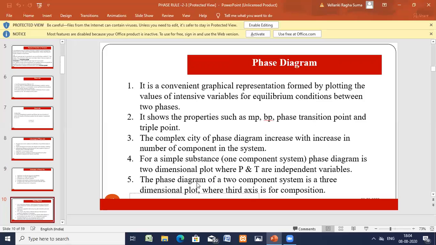If the phase diagram is for a two component system, that means the chemical composition is changing. Here two chemicals will be there, so two compositions. For a two component system, the phase diagram will be a three-dimensional plot of pressure, temperature and composition. The third axis is only for composition, but we cannot show it easily, so we use the reduced phase rule.